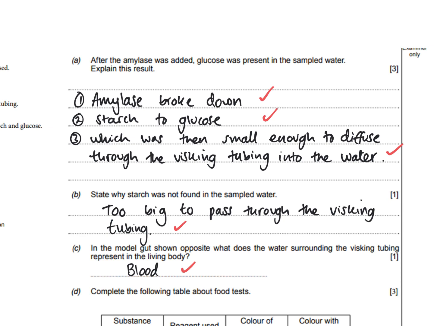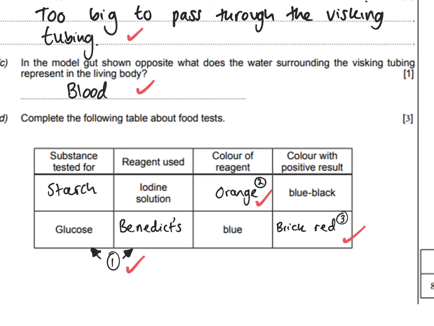And then finally the table at the bottom about the food tests, so starch is a substance and the reagent used is iodine solution. The colour of reagent is orange at the beginning with a positive test, so it then goes blue-black. With glucose, it's Benedict's solution. It starts off as blue and then it goes to brick red. Okay, so the first mark is to state between starch and Benedict's. The second is orange and a third is brick red.